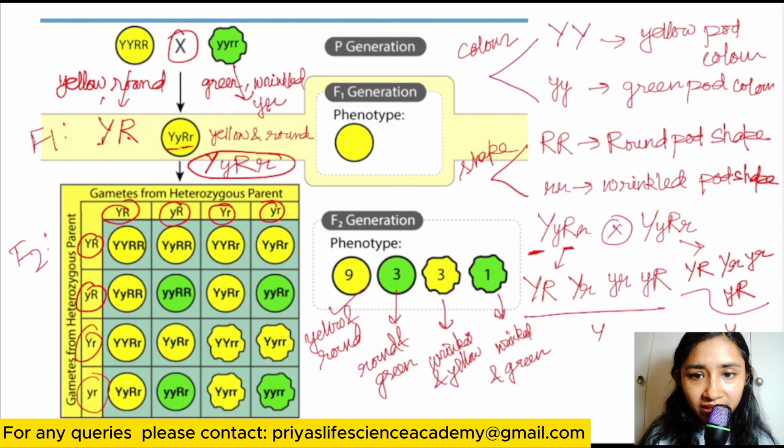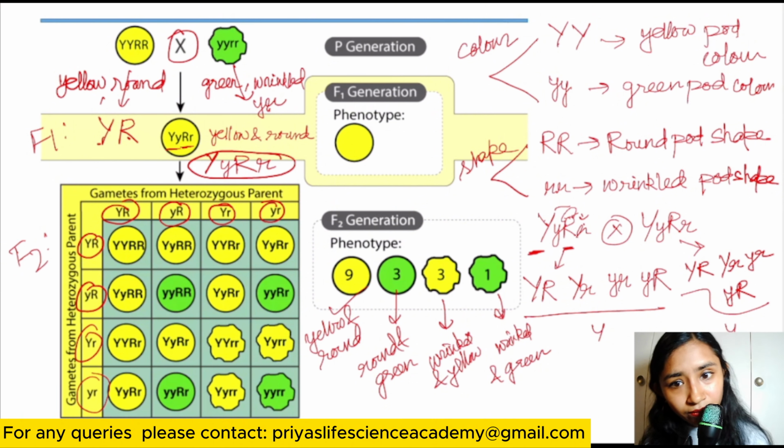When they are forming gametes, there is no hard and fast rule that capital Y will go with capital R only, that small y will only go with small r, or capital Y will only go with small r, or small y will only go with capital R. There is no hard and fast rule. Alleles of 2 or more genes get sorted into gametes independent of each other. They do not depend on capital Y only going with capital R.